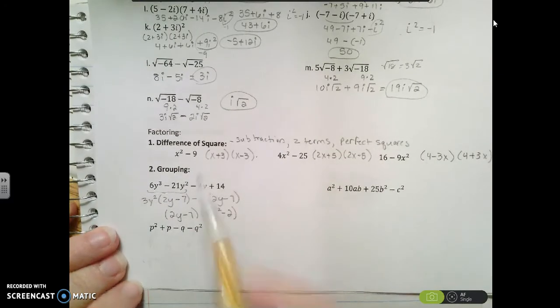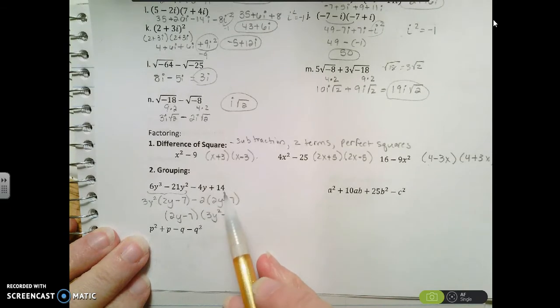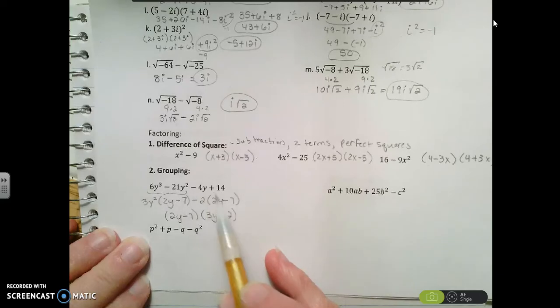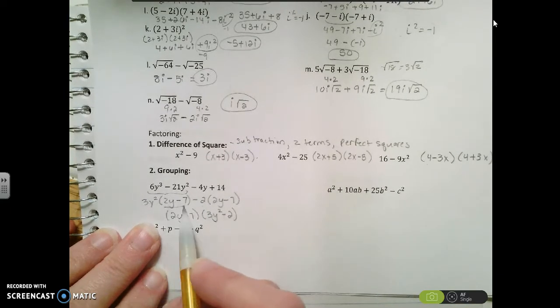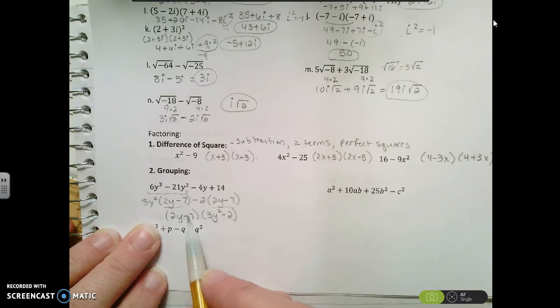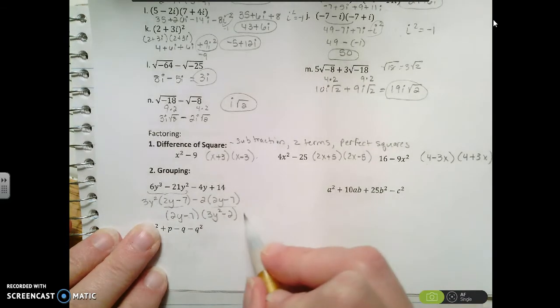Okay. So then I can do the same thing on the right-hand side. There's a 4y and a 14 here. So they have a 2 in common. I can factor out that common negative 2. And then I'm left with 2y minus 7. Again, if I distributed, negative 2 times 2y is negative 4y. And negative 2 times negative 7 is 14. So now what happens is you'll notice that these two terms are the same. So if I factor those out, and then I write down what I'm left with, 3y squared minus 2, this is factored by grouping.